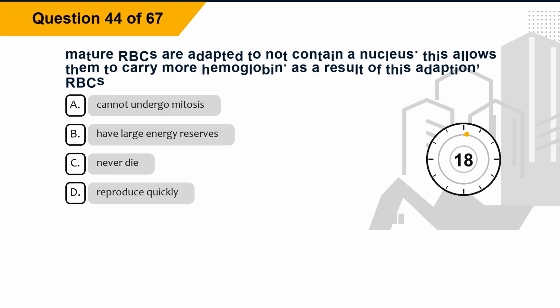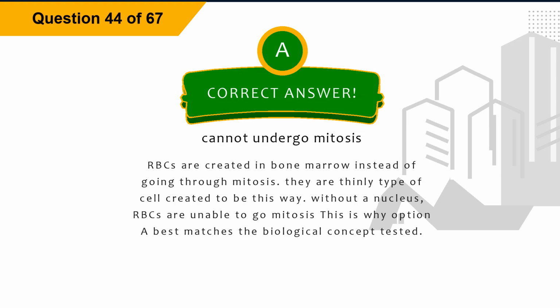Question 44. Mature RBCs are adapted to not contain a nucleus. This allows them to carry more hemoglobin. As a result of this adaptation, RBCs: option A, cannot undergo mitosis. Option B, have large energy reserves. Option C, never die. Option D, reproduce quickly. The correct answer is option A, cannot undergo mitosis.